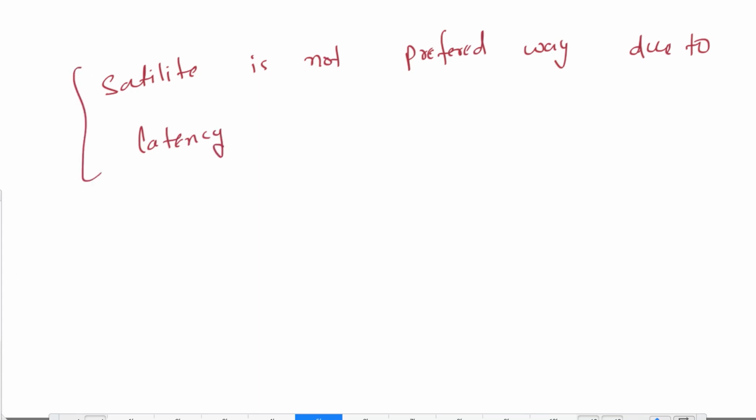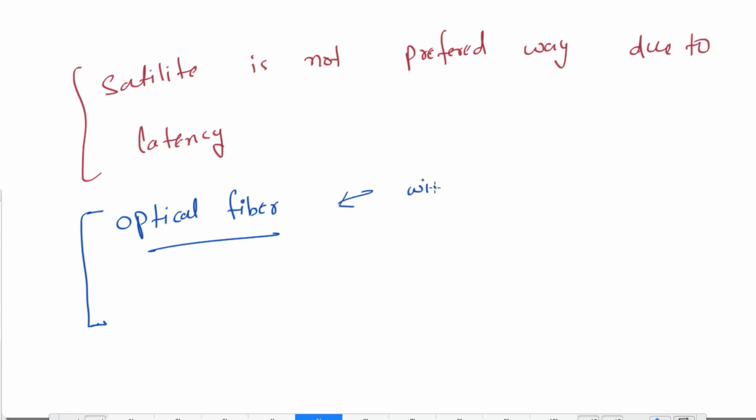Then what else can we do? The second thing that we use is optical fiber, which is a wired cable, and almost 99.99% of the internet uses this optical fiber. Because of optical fibers, the latency is very low. That's why we use optical fibers.